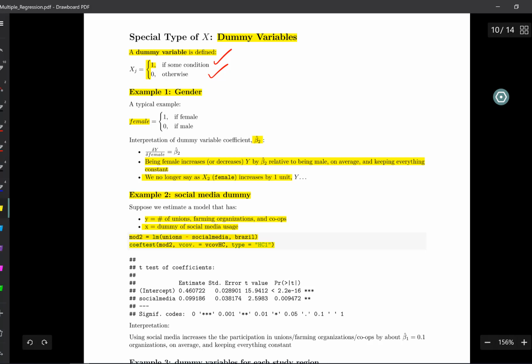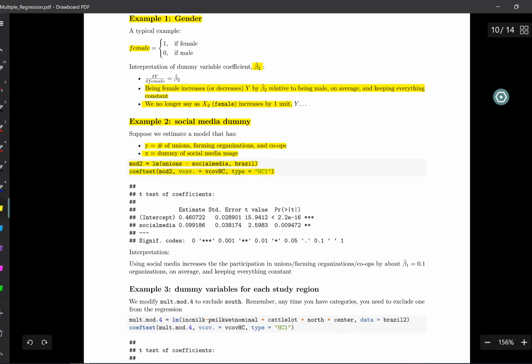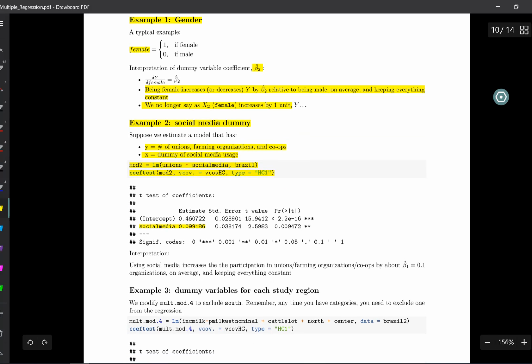And when we do the coef test, we find that the coefficient on social media is basically around 0.1. So the interpretation is using social media increases the participation in union, farming organization, co-ops by about 0.1 organizations on average, keeping everything else constant, relative to not having social media.